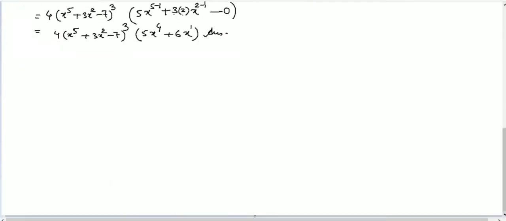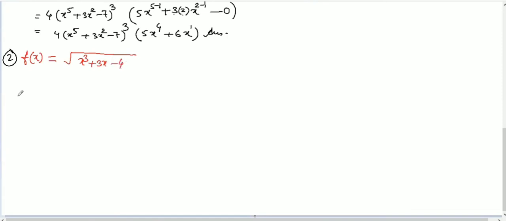Now let's take one more example with the chain rule. Second question, I'm going to take this one. Now I'm going to write down the function in the form f(x) equals square root of x cube plus 3x minus 4.